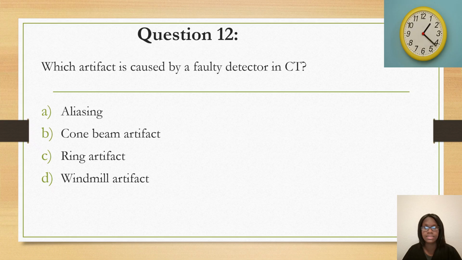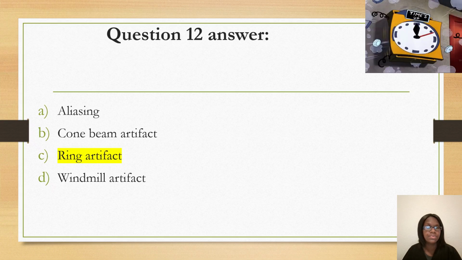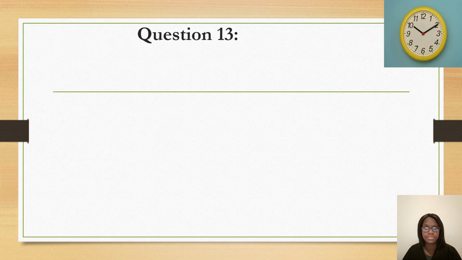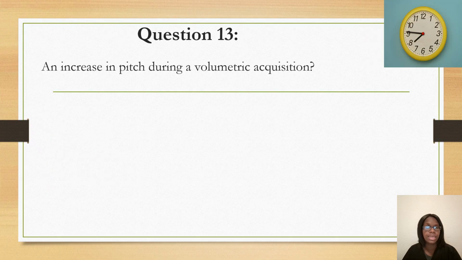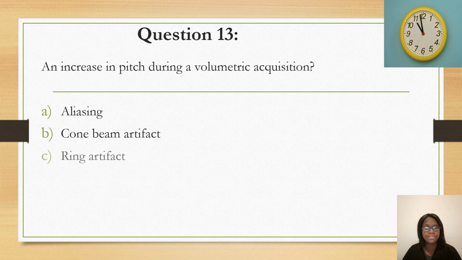Okay, the correct answer is C. Ring artifact. Question 13. An increase in pitch during a volumetric acquisition is A. Aliasing artifact. B. Cone beam artifact. C. Ring artifact. Or D. Windmill artifact.